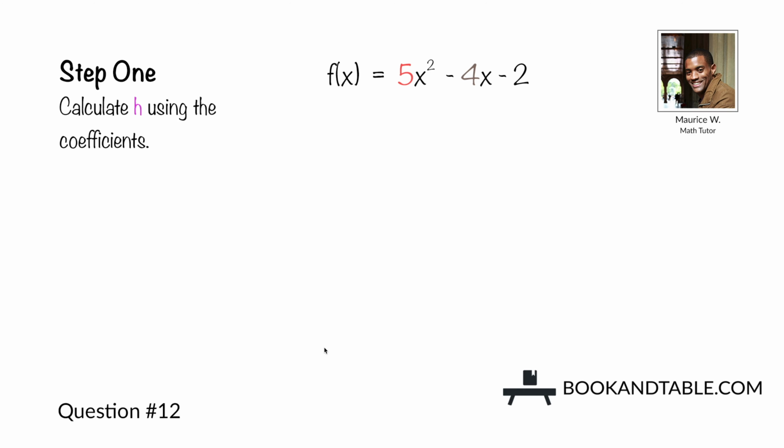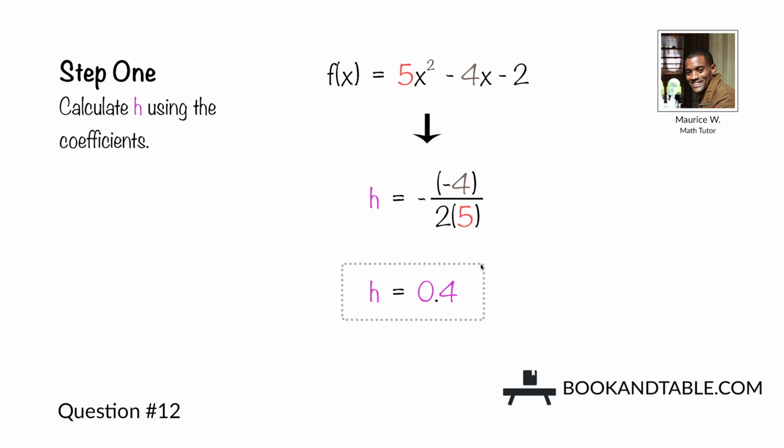Step 1, calculate h using the coefficients. So our a will be positive 5 and our b is negative 4. And h is equal to negative b divided by 2 times a. So we find that h is equal to this negative times this negative cancel each other out. And in the denominator we get 2 times 5, which is 10. So we wind up with 4 divided by 10. Which shows us that h is equal to 0.4. And since we find that h is equal to 0.4, that lets us know that the line of symmetry exists on the x-axis at 0.4.